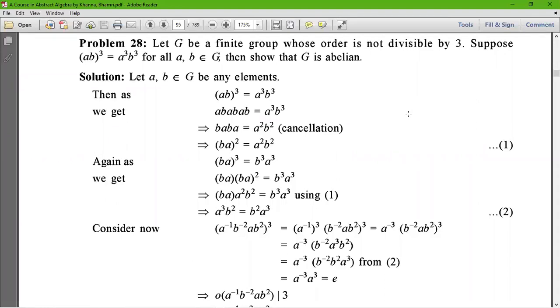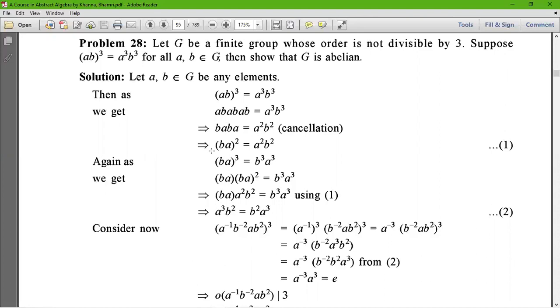Then, as given above, (ab)^3 = a^3 b^3. (ab)^3 can be written as ab ab ab, which equals a^3 b^3. Now, by using cancellation law from the left for a and from the right for b, we have (ba)^2 = a^2 b^2, because cancellation law holds good in G.